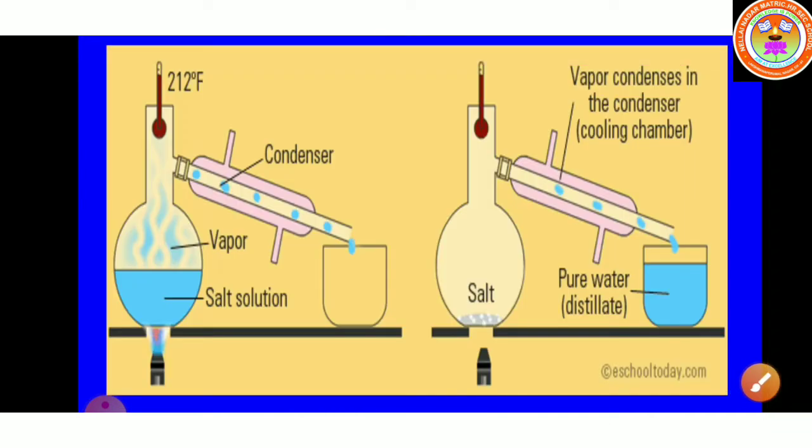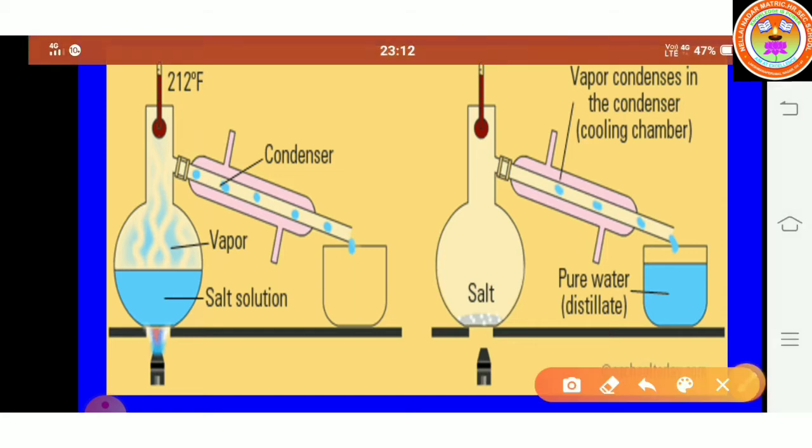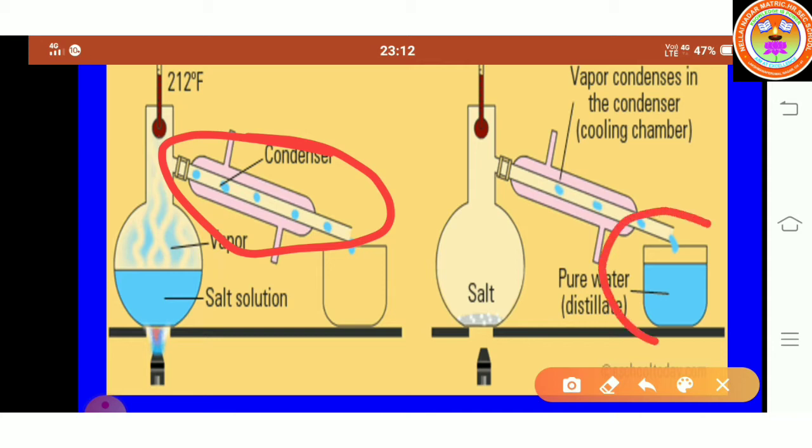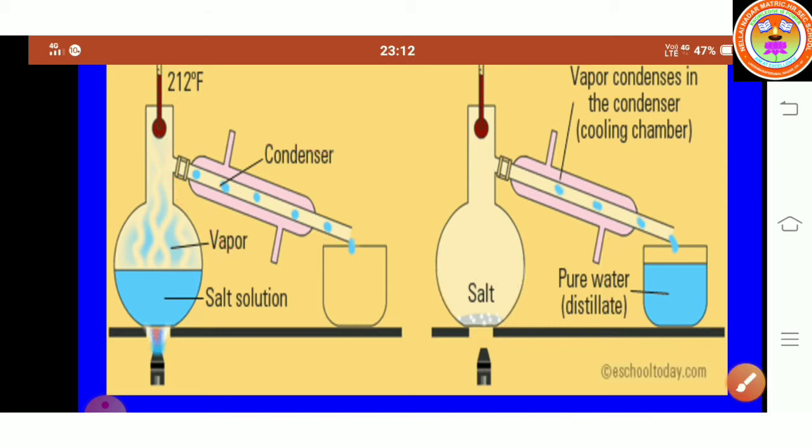The brackish water, that is seawater, to be distilled is taken in the distillation flask and heated for boiling. The pure water vapor passes through the inner tube of the condenser. The vapors on cooling condense into pure water and are collected in a receiver. The salts are left behind in the flask as a residue.